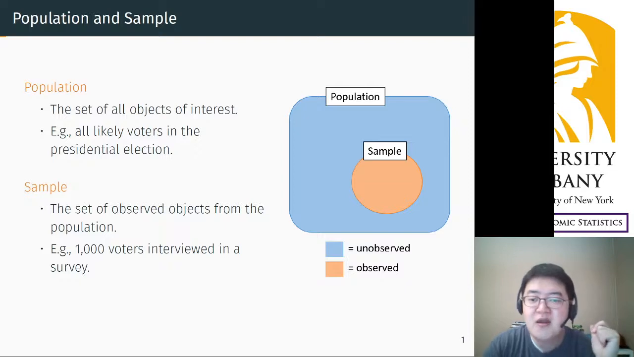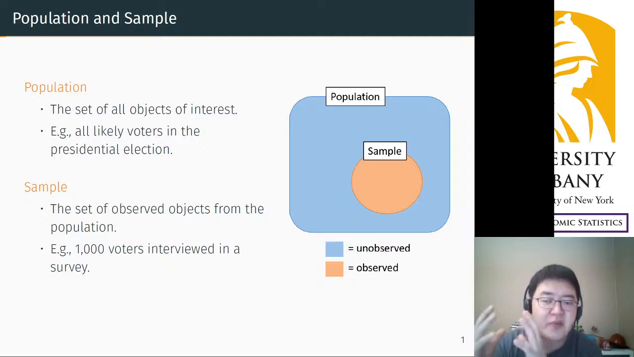So obviously, in statistics, when I say the population, that means we do not know the population, and we cannot survey, we cannot observe all the elements in the population. That's an implicit assumption. Otherwise, we don't need statistics. On the other hand, the sample is what we observe. The population is not fully observed, but some part of the population is observed, and we call that a sample.